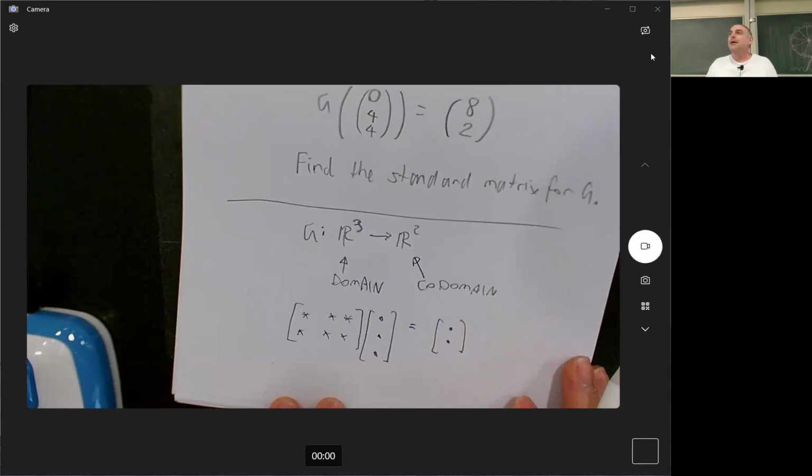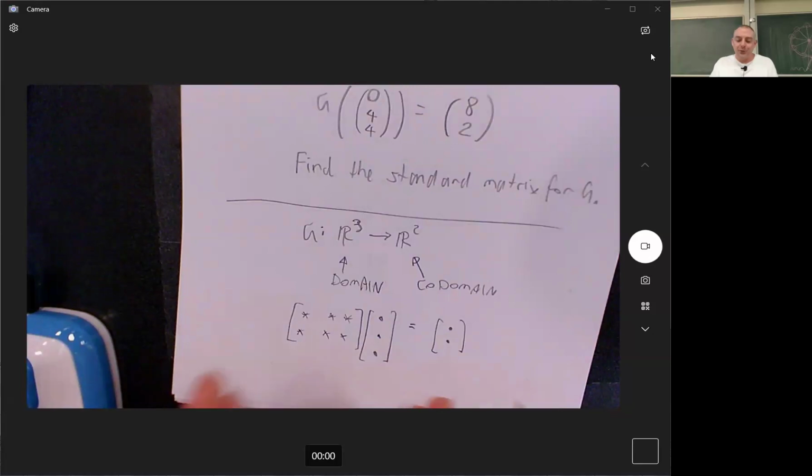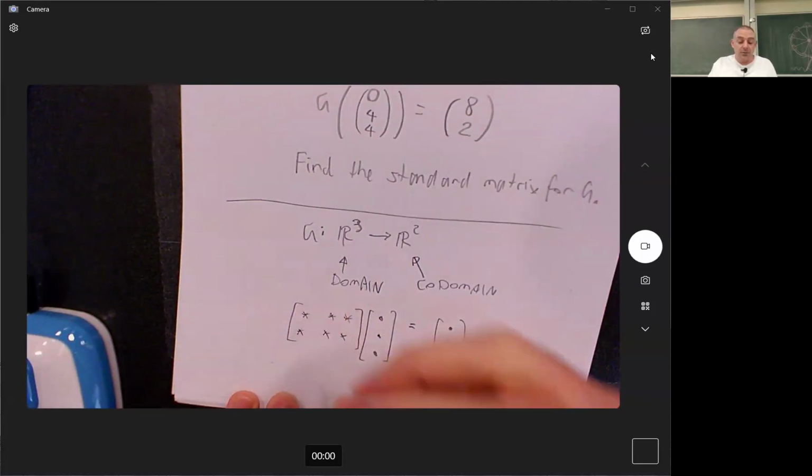But again, I have extremely bad left-right confusion. And so if I draw the picture, I can get it right. Okay. So my final answer will be this matrix here. That's what my goal is.